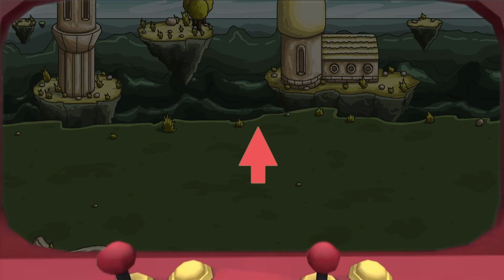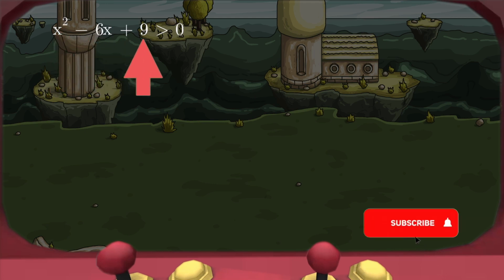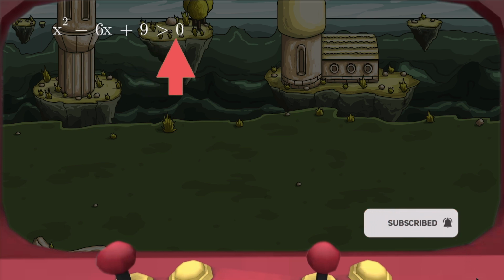In today's lesson, we are going to look at one more example of quadratic inequalities, but this one is a little bit different from our previous lesson. So here we have x squared minus 6x plus 9 is greater than 0. So we want to know where is the parabola above the x-axis.